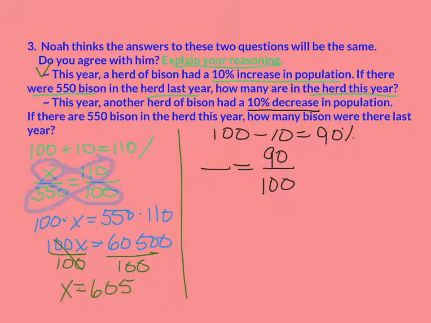Okay, now the next thing we need to figure out is where that 550 goes in this particular problem. It says there were 550 in the herd this year. How many were there last year? So remember, last year is the original. That's the thing we don't know this time. And the 550 is what we have this year, which is therefore the same as the 90%. So, as always, I'm going to cross multiply.